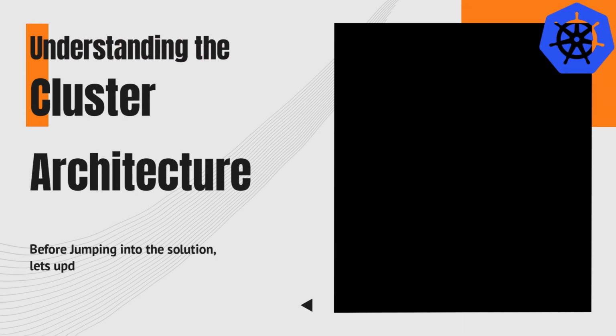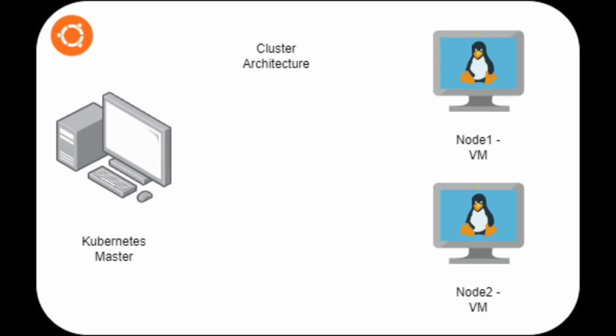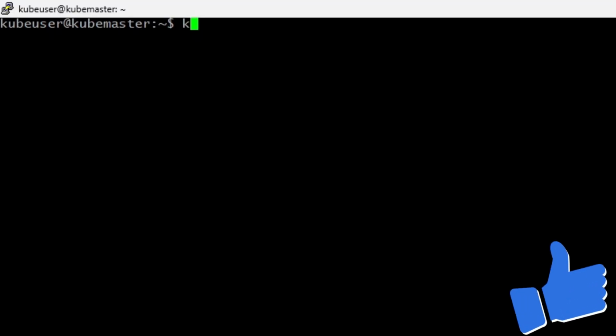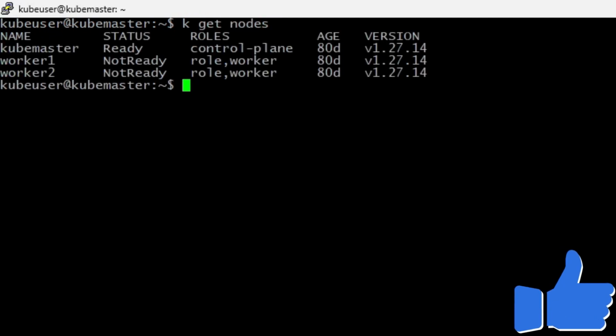Before jumping into the solution, let's see my cluster architecture. I have one Ubuntu machine on which I run two Ubuntu VMs, using the Ubuntu machine as the Kubernetes master and each VM as the nodes named Worker 1 and Worker 2. Let's check the nodes in the cluster using this command, kubectl get nodes.